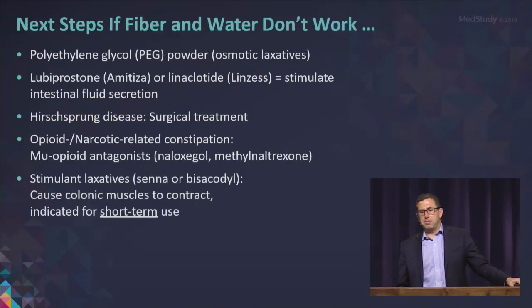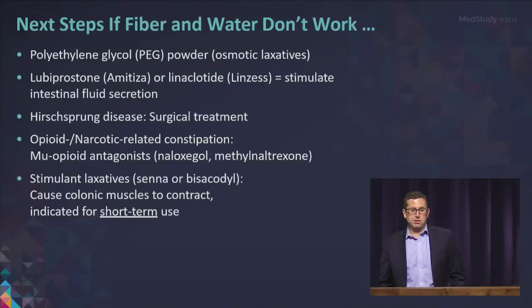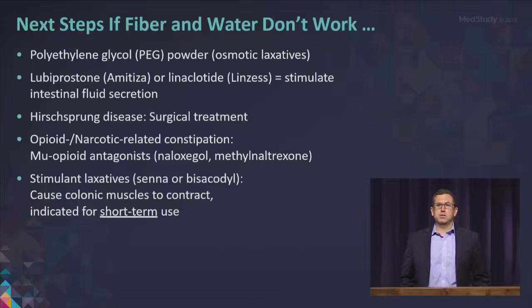The next steps if fiber and water don't work would be various medications. So you could give polyethylene glycol-based medications, which are osmotic laxatives, lubiprostone and linaclotide, which stimulate intestinal fluid secretion. For Hirschsprung's disease specifically, that's going to be a surgical intervention.